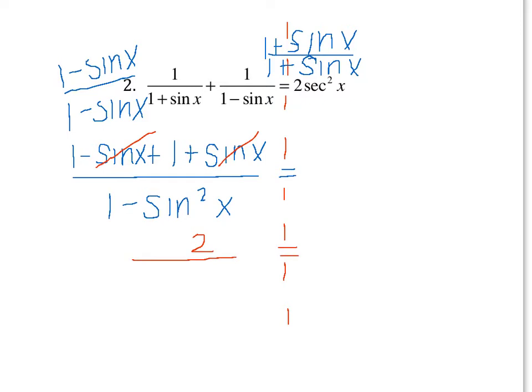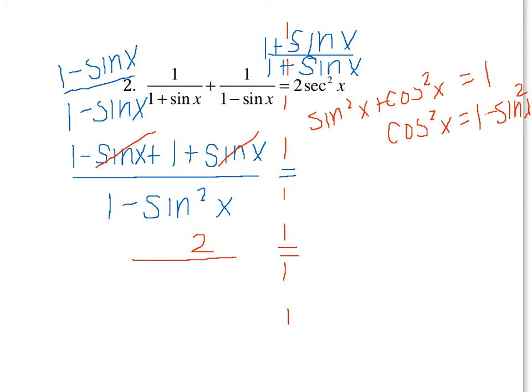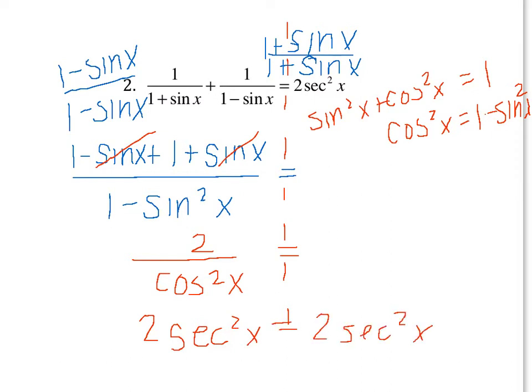We also know that 1 minus sine squared looks like our Pythagorean identity. It looks like sine squared plus cosine squared equals 1. So I can make that cosine squared equals 1 minus sine squared. At this point, I know that 1 over cosine squared is equal to secant squared. So I can write 2 over cosine squared as 2 secant squared. At this point, both sides of the equation are exactly the same.